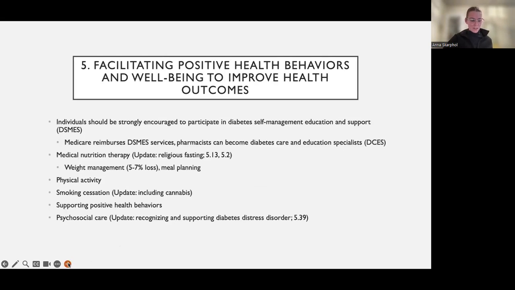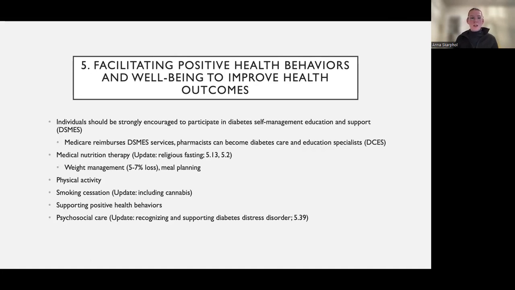The next section, section number 5, is facilitating positive health behaviors and well-being to improve health outcomes. And here it's more interventions. Turns out there's interventions throughout where pharmacy can really step up. So individuals with diabetes should be strongly encouraged to participate in diabetes self-management education support groups. So pharmacists can actually become licensed diabetes care and education specialists and help to provide some of these services and classes for individuals. I don't know a lot about it, but it can actually be reimbursed by Medicare, these various services.